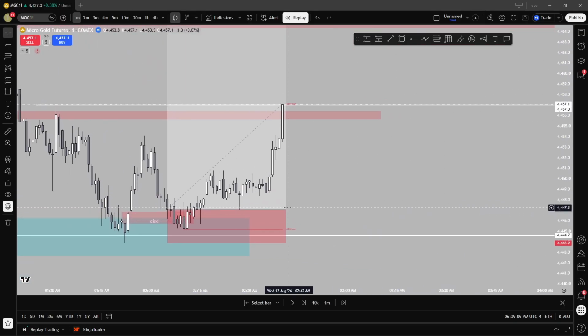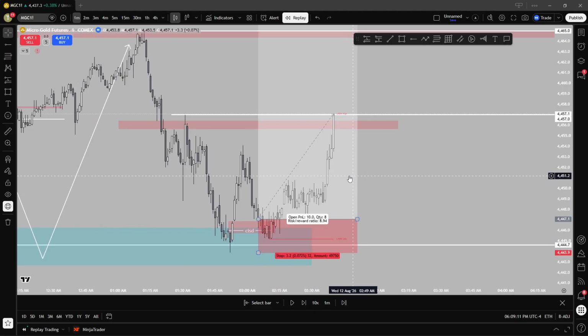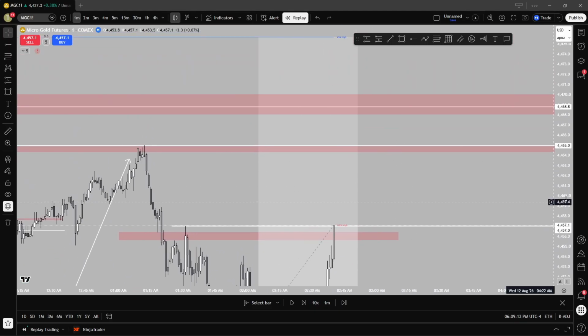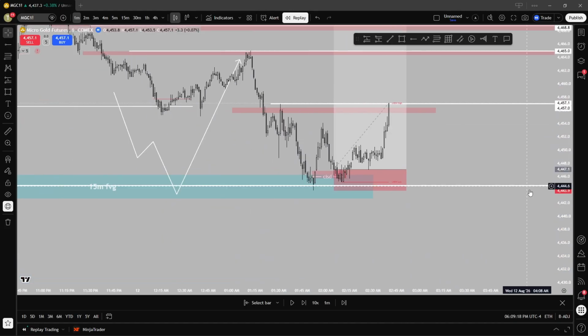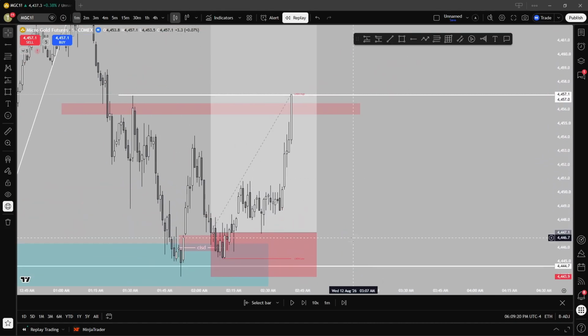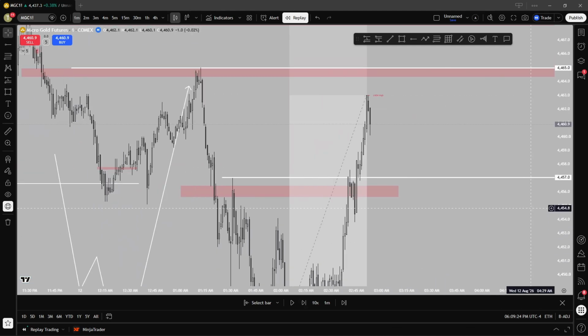Expand. First TP smacked. And first TP is literally, what is this? First TP is a 1 to 3R. Made back for that loss up here and more. Continue to hold. We're just shooting up higher.